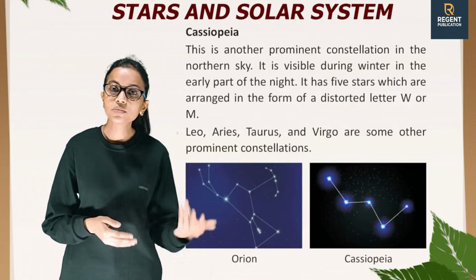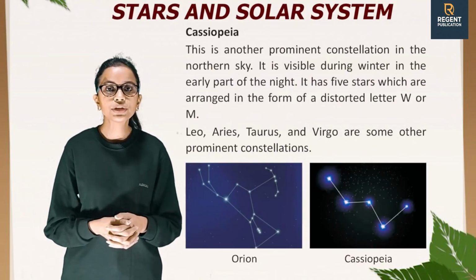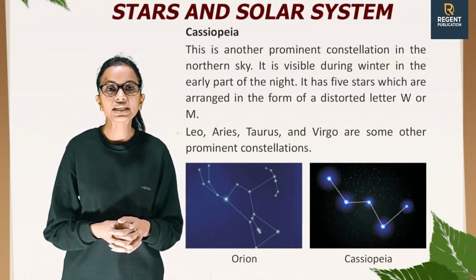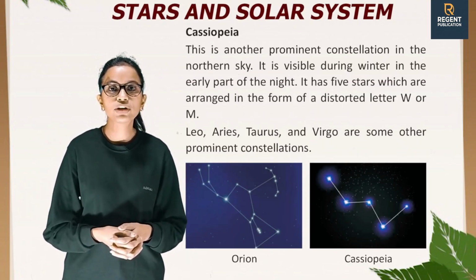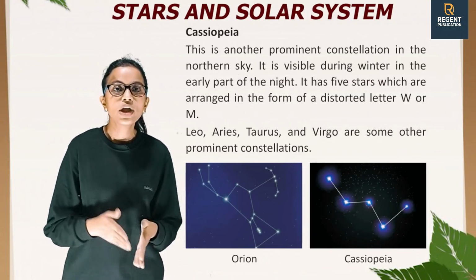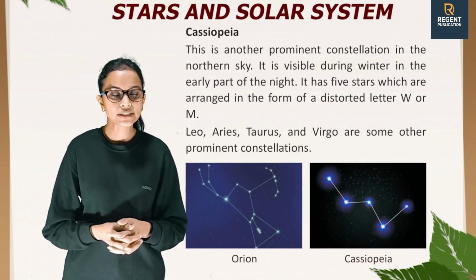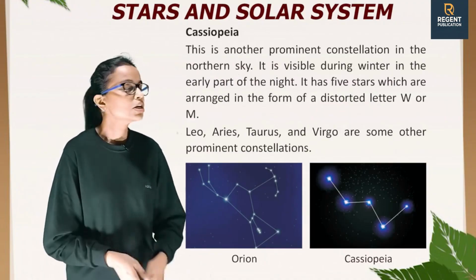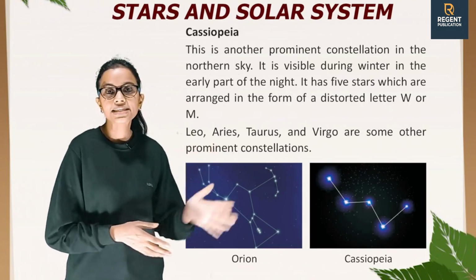Cassiopeia. This is another prominent constellation in the northern sky. It is visible during winter in the early part of the night. It has 5 stars which are arranged in the form of a distorted letter W or M. Leo, Aries, Taurus and Virgo are some other prominent constellations. So students, this is the picture of Orion and Cassiopeia.